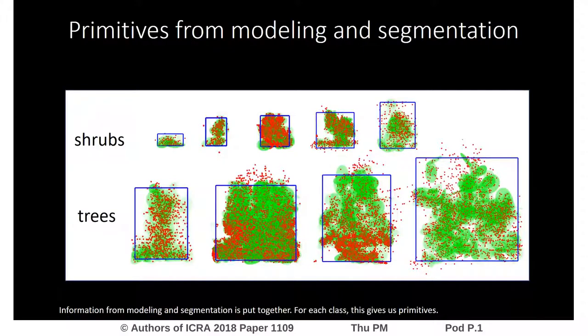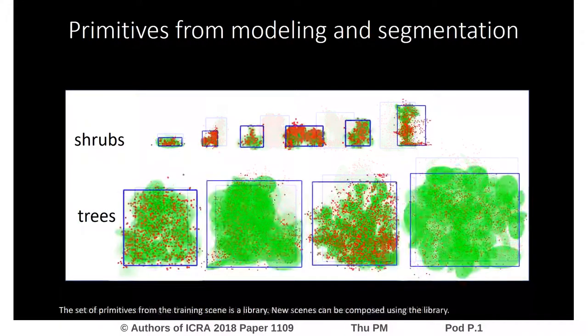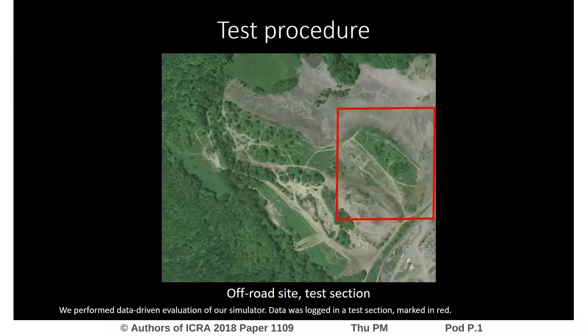Information from modeling and segmentation is put together. For each class, this gives us primitives. The set of primitives from the training scene is a library. New scenes can be composed using the library.